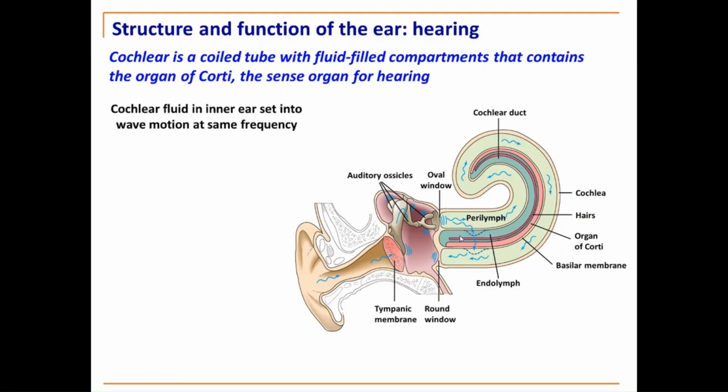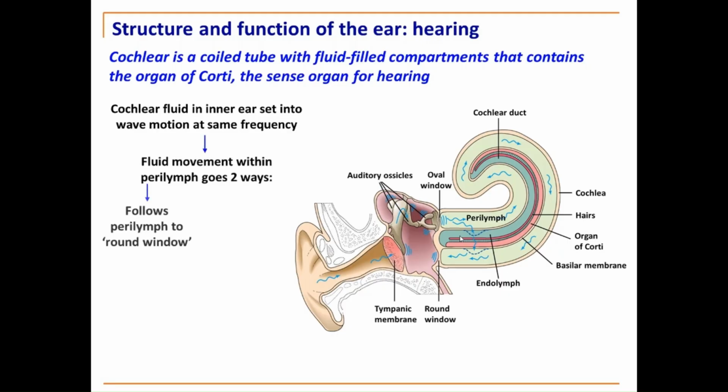So really, what's actually happening is the cochlear fluid in the inner ear is set into wave motion at the same frequency as that of the oval window, the auditory ossicles and the tympanic membrane. Fluid movement can go two ways. It can follow the perilymph all the way around. So here's our perilymph starting at the oval window, and it meanders its way around and heads off to the round window, which then bulges out and the sound energy is dissipated.